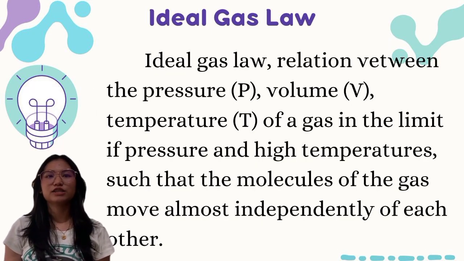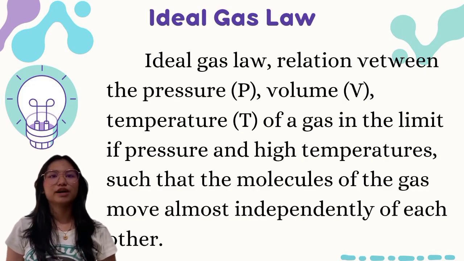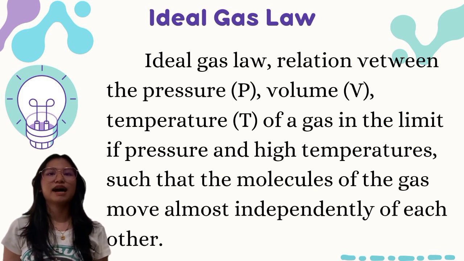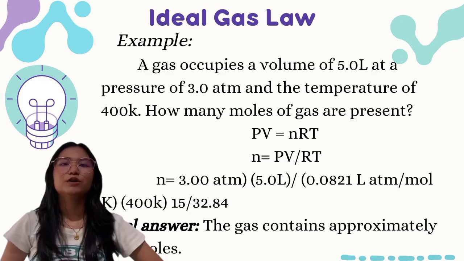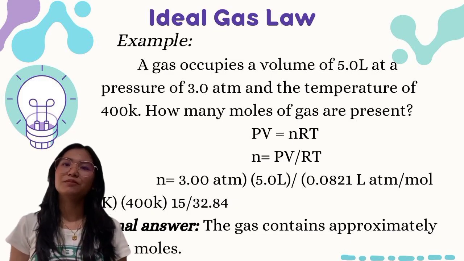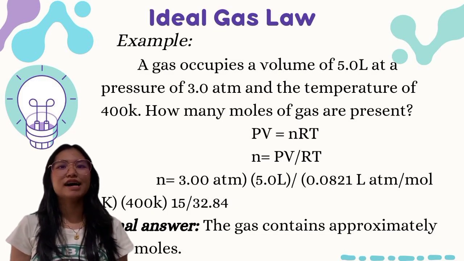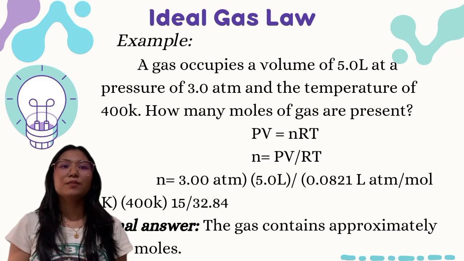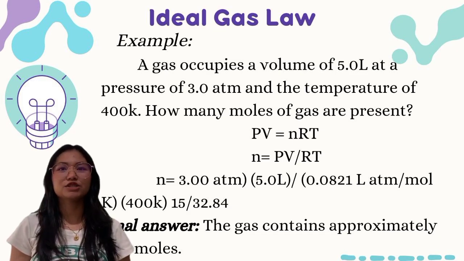The ideal gas law relates the pressure, volume, and temperature of a gas in the limit of low pressure and high temperature, such that the molecules of a gas move almost independently of each other. So, this is an example of the ideal gas law. A gas occupies a volume of 5.0 liters at a pressure of 3.0 atm and a temperature of 400 Kelvin. How many moles of gas are present?